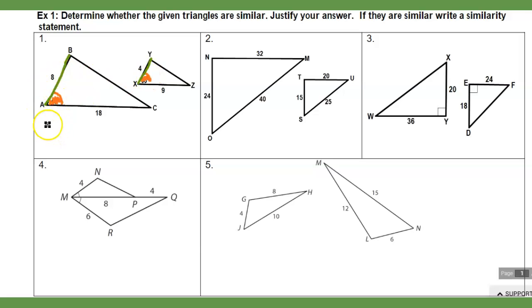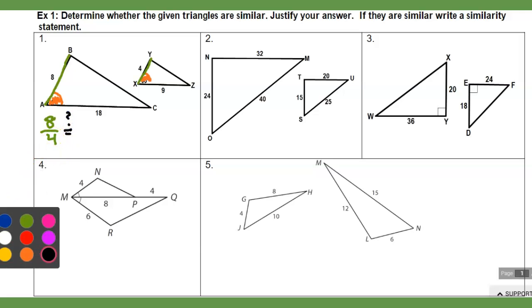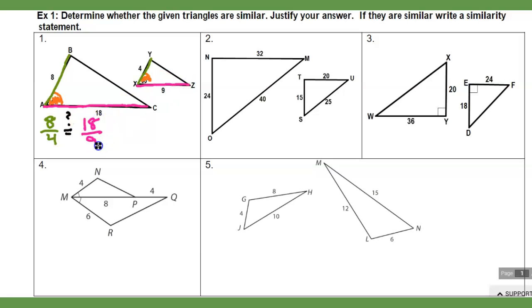So AB over XY would be 8 over 4, right? And we're trying to establish, question mark, if it's equal to AC over XZ. So that's 18 over 9. Okay. And if they come out to the same number, then we can say, yes, they're similar. So clearly 8 divided by 4 and 18 divided by 9 are both equal to 2. So they are the same.